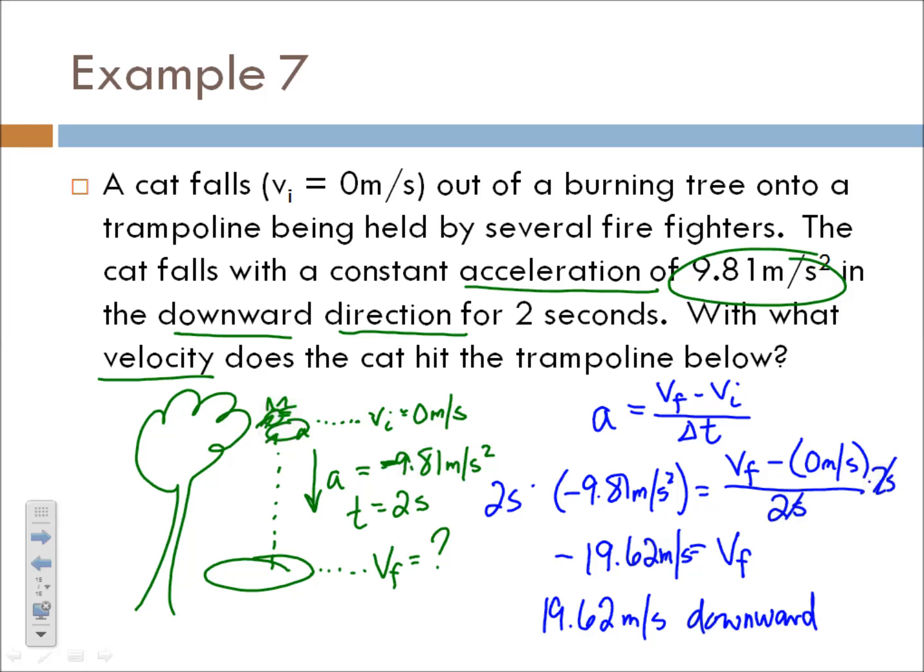So this is the moment right before he hits the trampoline. He will not come to a stop until after he starts hitting the trampoline, and that's a different problem entirely because it's a different acceleration. So he's falling at 9.81. As soon as he hits that trampoline, we now have a new acceleration where he's slowing down, and it's a completely separate problem. But this is our final answer, 19.62 meters per second.